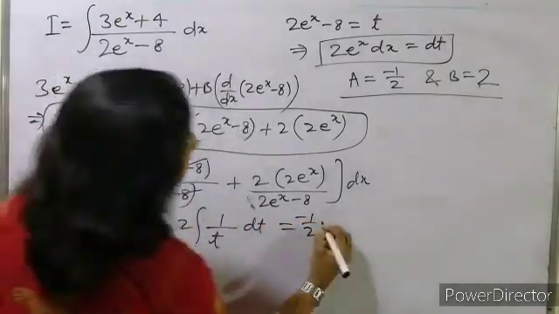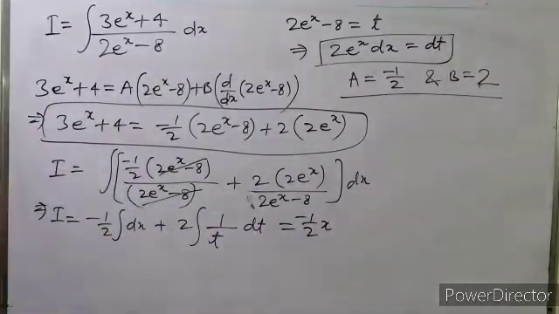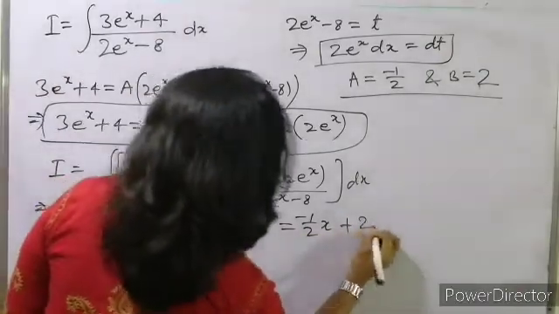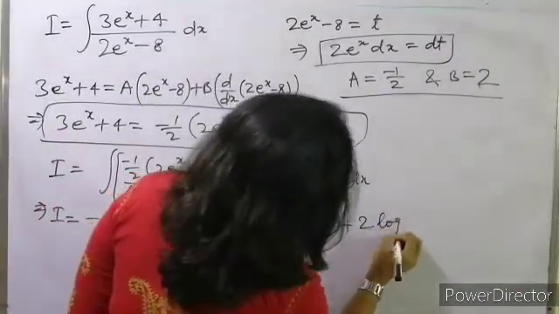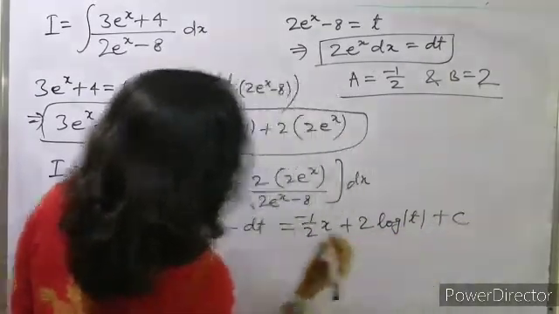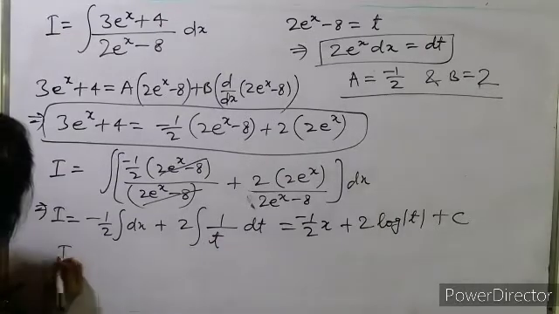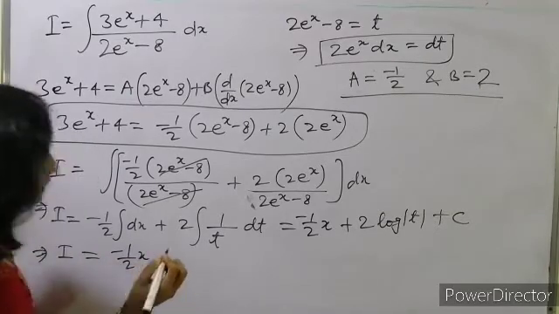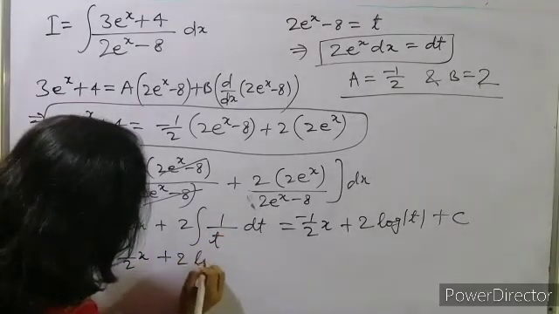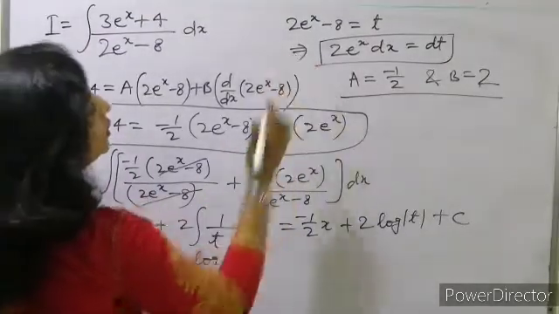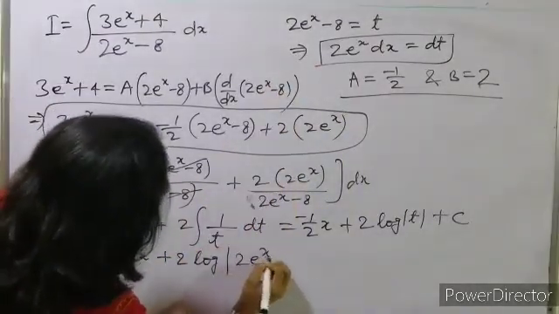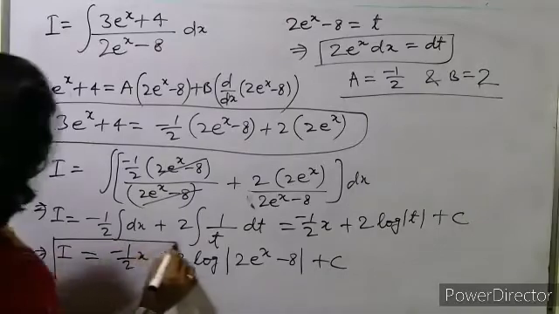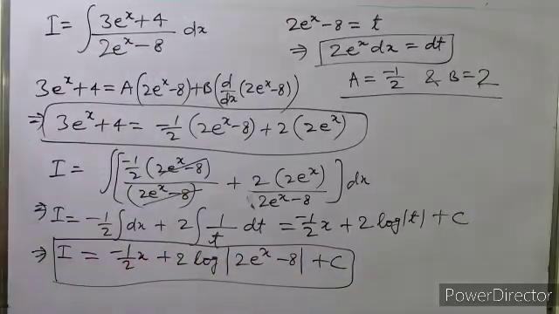So what value will get -1/2 x. Why x? Because when we are integrating 1 with respect to x, we'll get x. Okay. So plus 2 into 1/t का integration क्या होगा, log of t, and plus c we have to write always whenever we are integrating something. So I का value will be equal to -1/2 x plus 2 log of t. t का value is 2e to the power x minus 8. ठीक है. And plus c.